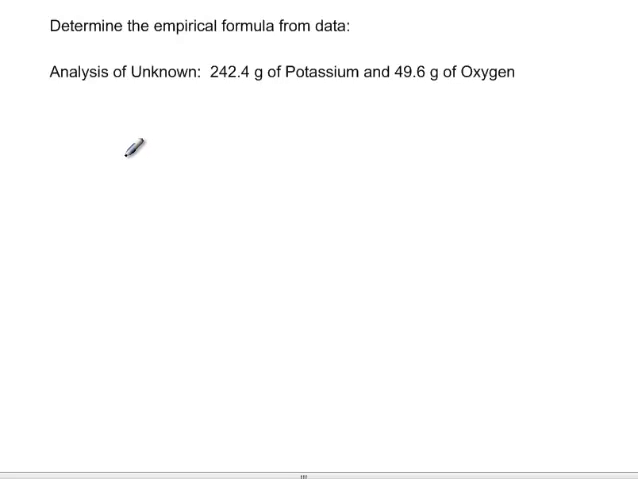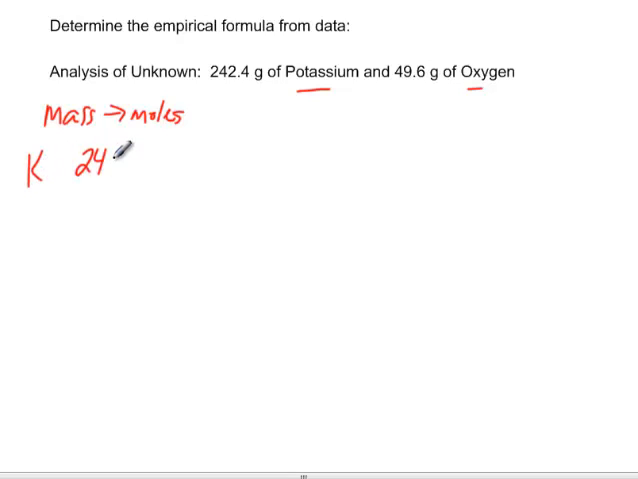So in this problem, you're going to use data to figure out the empirical formula. The compound consists of potassium and oxygen, and you have the amount of each. And we're going to use those masses to convert to moles. So it's going to go mass to moles, and then we're going to look at the simplest whole number ratio between those moles. So let's start with potassium.